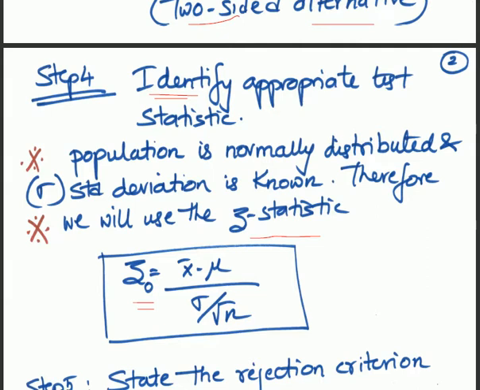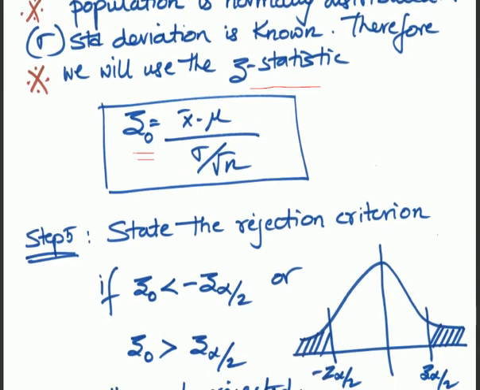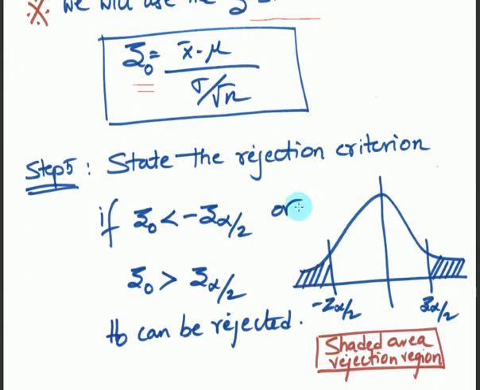And step 5 is where we state the rejection criteria. In our case, if z naught is less than negative z alpha over 2, or if z naught is greater than z alpha over 2, which means if your test statistic lies here or if it lies here, you can reject your null hypothesis. So the shaded area is your rejection area, just like we talked about earlier on.